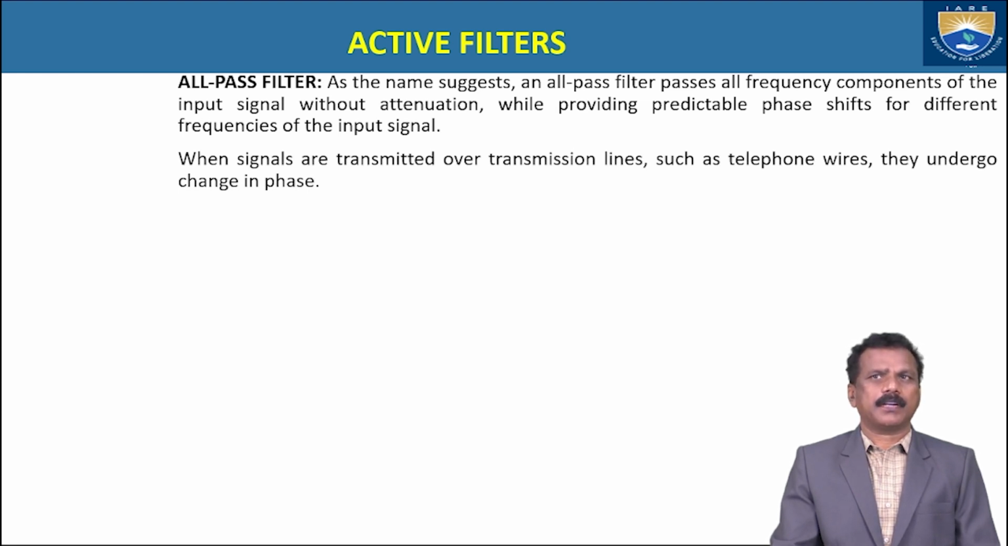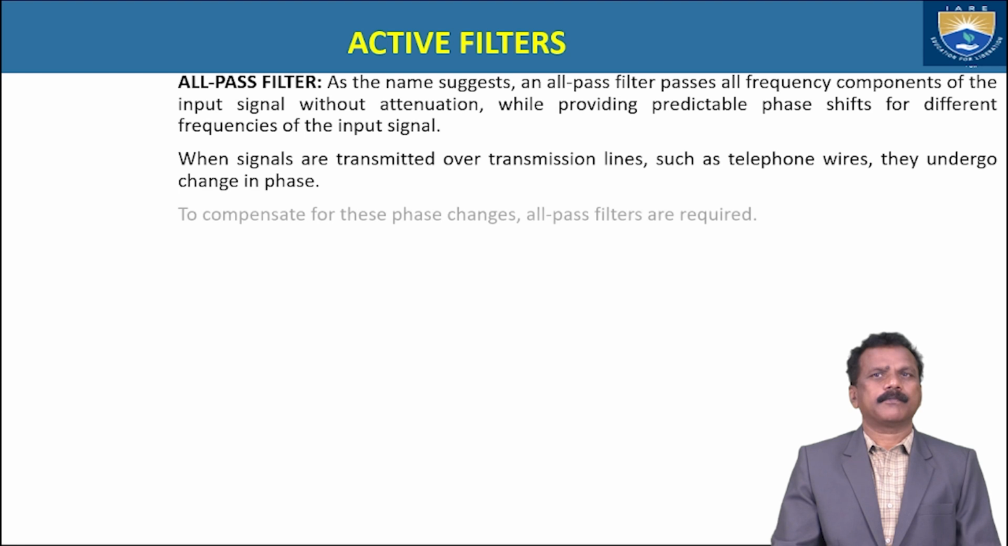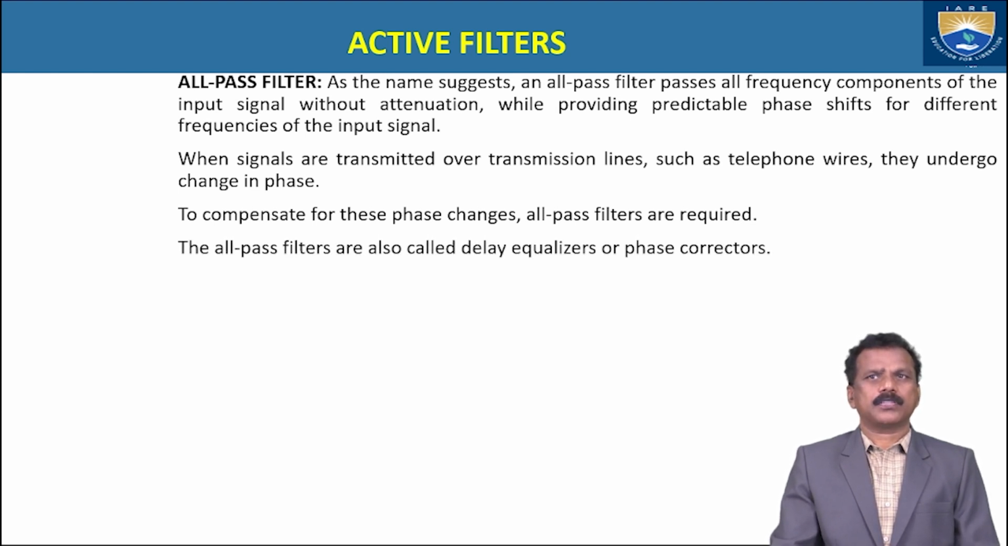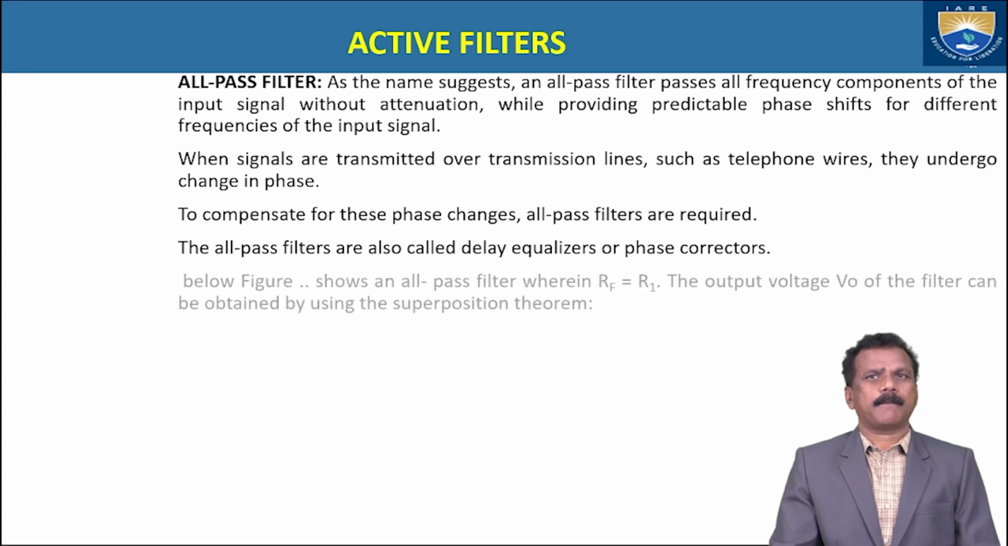When signals are transmitted over transmission lines, such as telephone lines, they undergo a change in phase. To compensate for these phase changes, all pass filters are required. That is the greatness of the all pass filter. So all pass filters are also called delay equalizers or phase correctors. Phase correctors or delay equalizers are considered all pass filters.